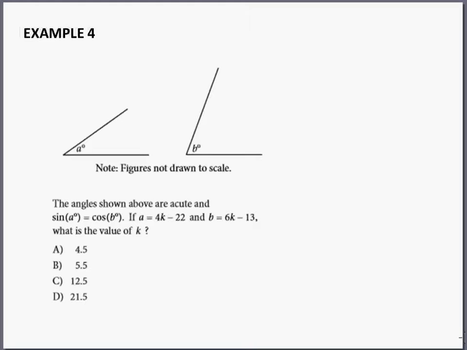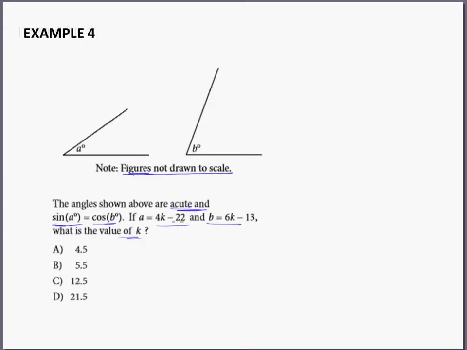Let's take a look at example 4. We have two figures that are supposedly not drawn to scale, and the angles shown above are acute angles. That means they are less than 90 degrees, and so that makes a right angle triangle possible. So if I have sine A equal to cosine B, and A is equal to this and B is equal to that, what is the value of K?